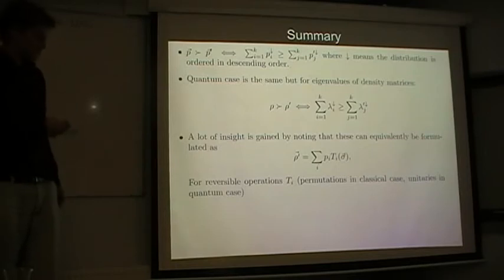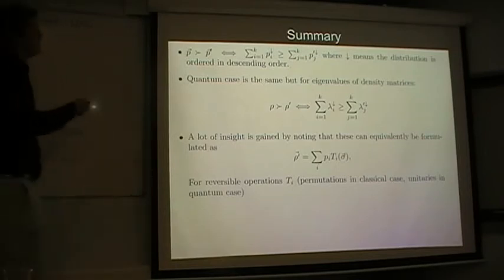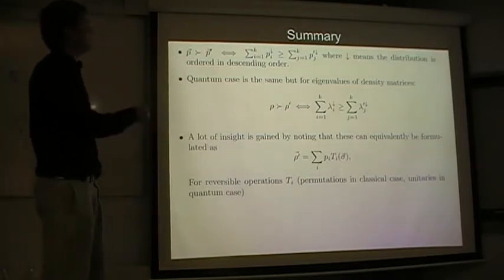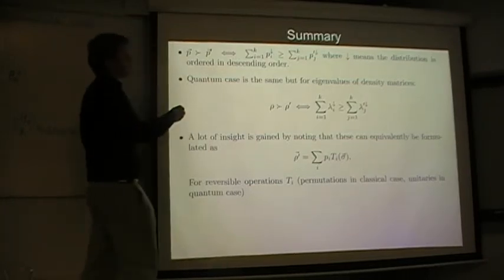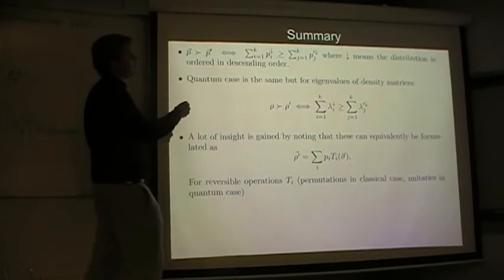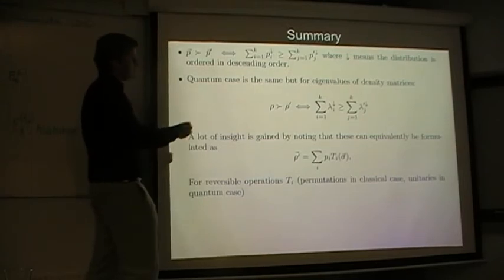Okay, so to summarize, P majorizes P prime. But the standard definition is this: if you order the probabilities in descending order, then the sum for all k upper bounds the other one.